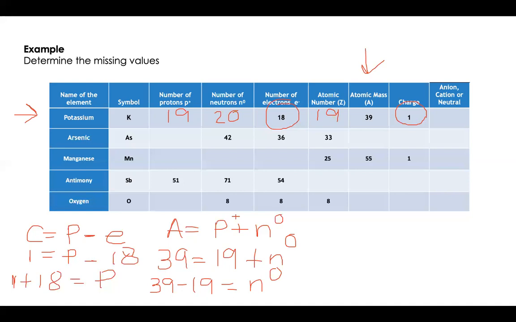And the only information that we have missing is if it is an ion, a cation, or a neutral atom, okay? Since we have a charge of positive 1, we do not have a sign here. We are going to say that this is a cation. Remember that if it is positive, it's a cation. If it is negative, it's an anion, okay? If it is 0, it's going to be a neutral atom, okay? Let's make the next one. Let me just erase this.